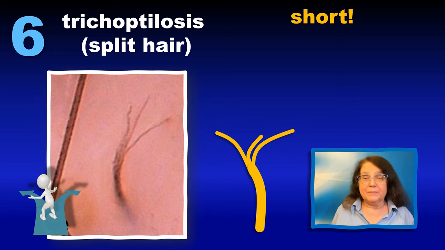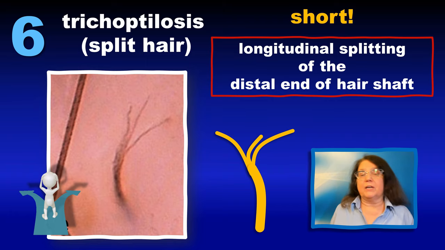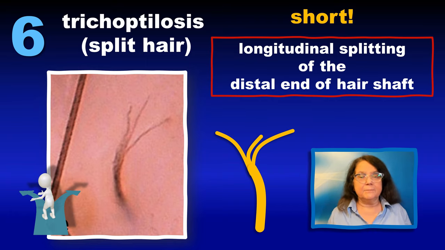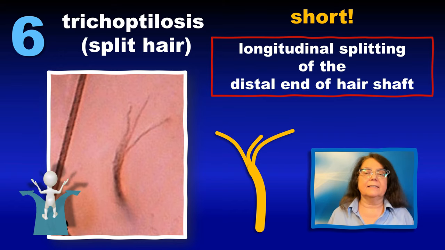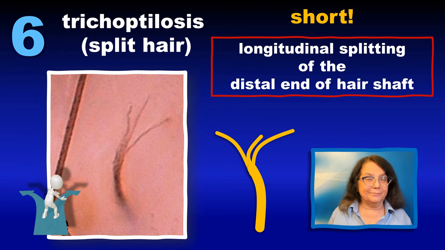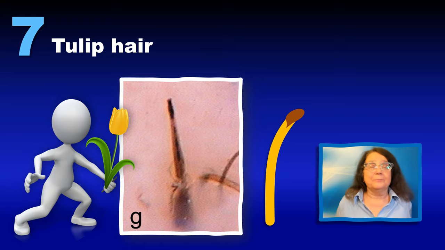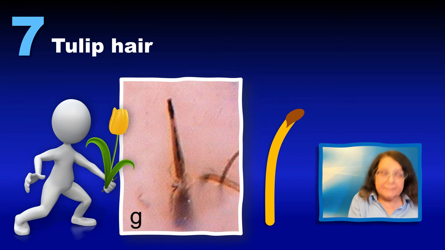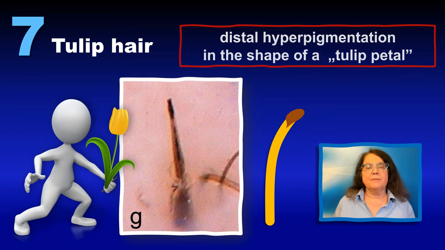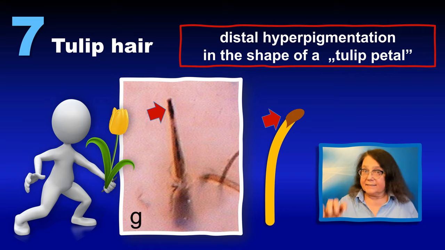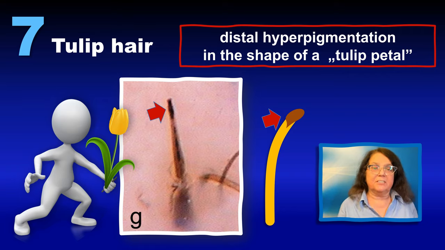By definition, split hair or trichoptilosis is a tendency to develop longitudinal splitting of the distal end of the hair shaft. Number 7, the tulip hair. The tulip hair develops, I believe, when a hair is broken diagonally. This gives the impression that it is hyperpigmented at the distal end, and this hyperpigmentation may have the shape of a tulip petal, and this is why they are called the tulip hairs.